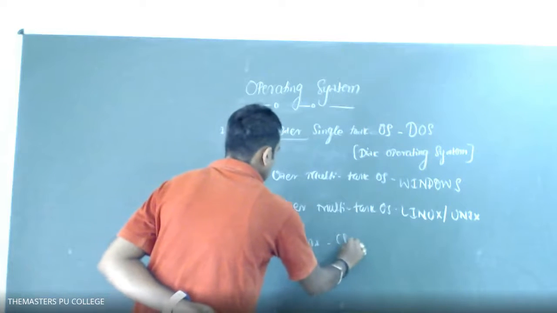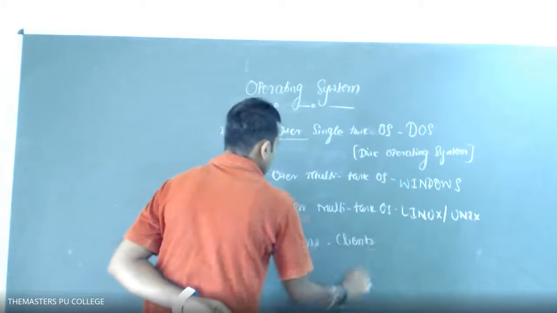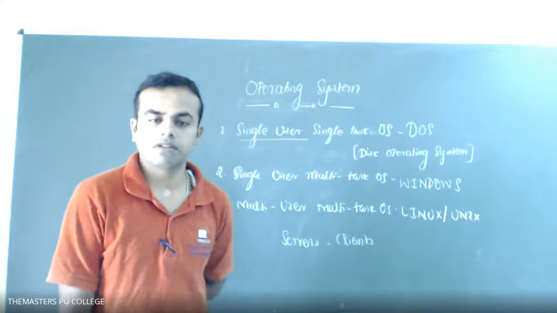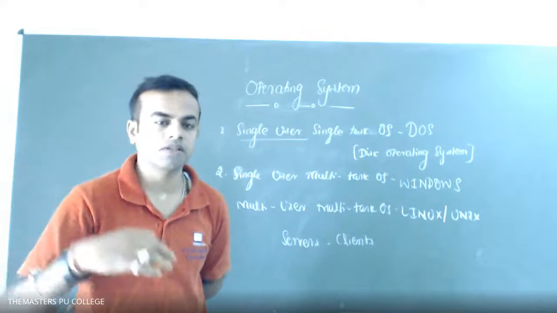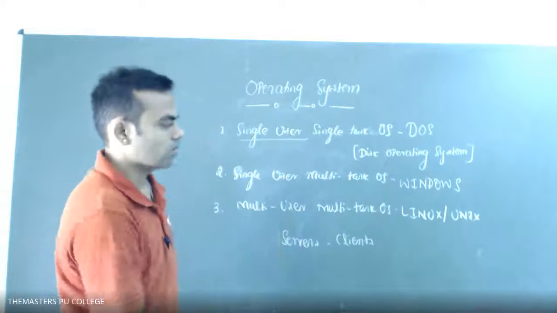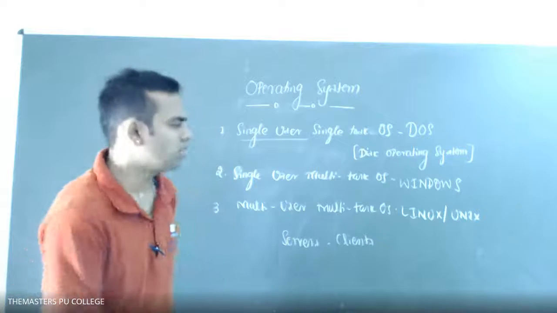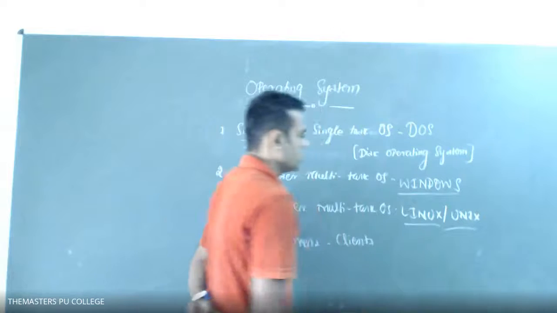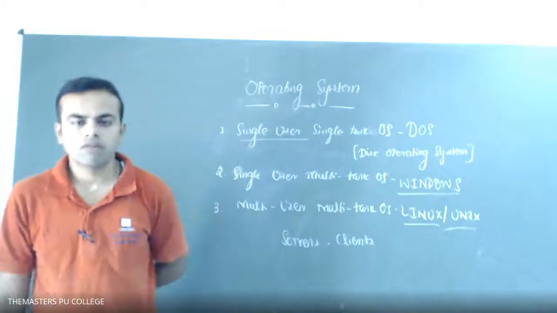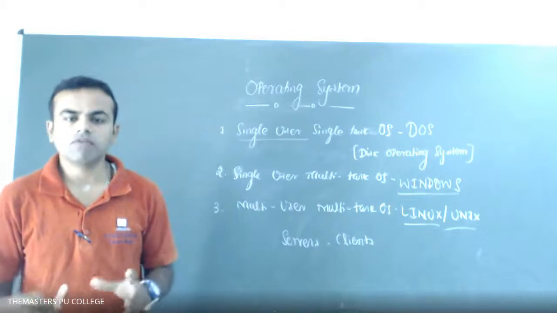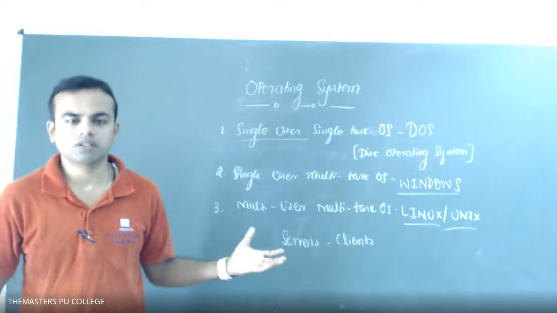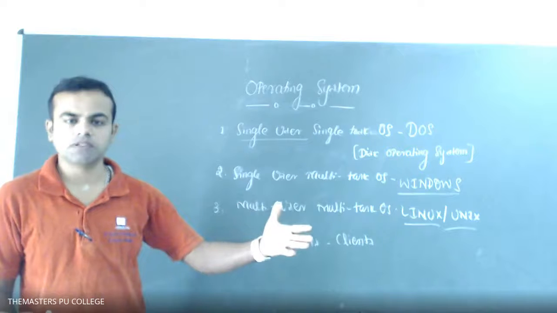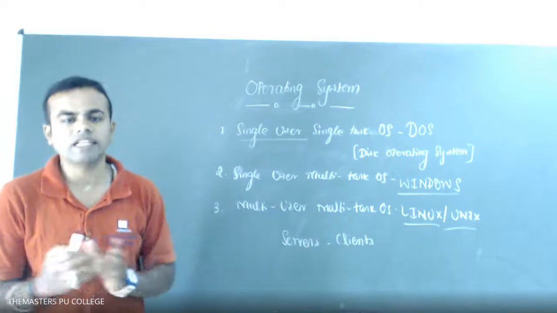So this requires servers and clients. The best example of a multi-user multitasking operating system is the banking sector's operating system, right? They use Linux and Unix. To some extent they use Windows also, but it is multi-user multitasking, so at a time they can perform more than one task. Cash deposit, withdrawal, fund transfers.